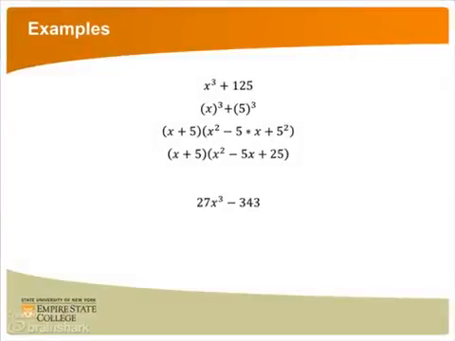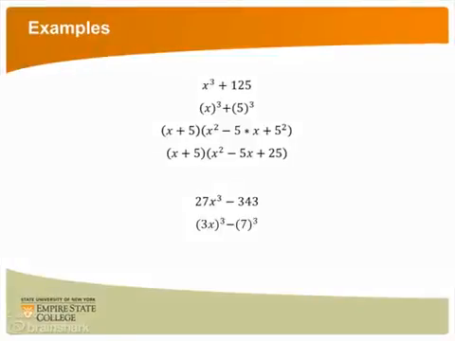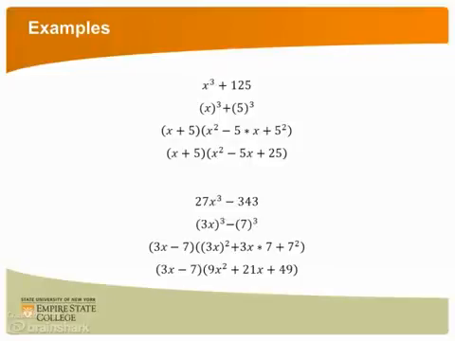What if we want to factor 27x cubed minus 343? 27x cubed is 3x cubed. 343 is 7 cubed. So we have 3x cubed minus 7 cubed. Plugging into the general format, we have 3x minus 7 in the first set of parentheses, and 3x squared plus 3x times 7 plus 7 squared in the second set of parentheses. Simplifying, we are left with 3x minus 7 times 9x squared plus 21x plus 49.